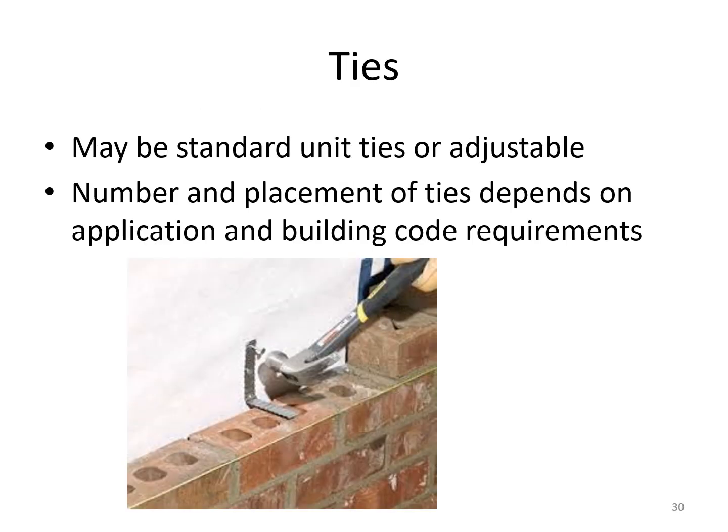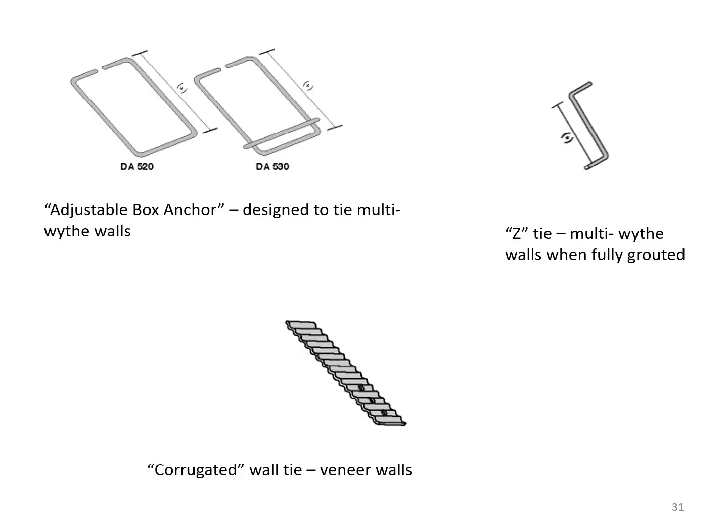A little bit about ties. They may be standard units or adjustable ties. That's the two general types. And the number and placement of ties depends on the application and building code requirements as well. So here's what some of those ties look like. That corrugated wall tie on the bottom is now no longer allowed to be used.